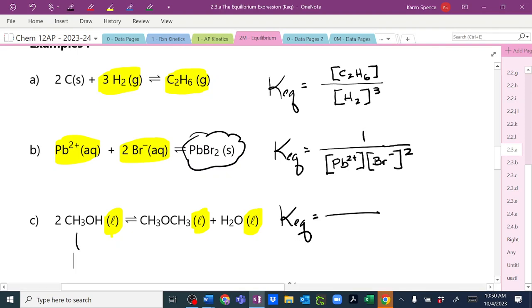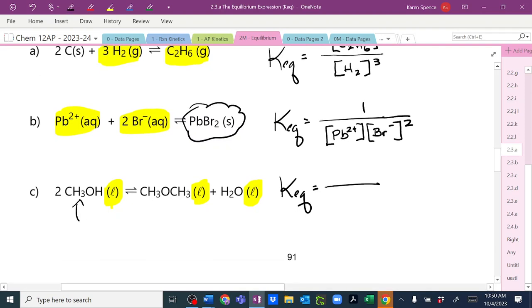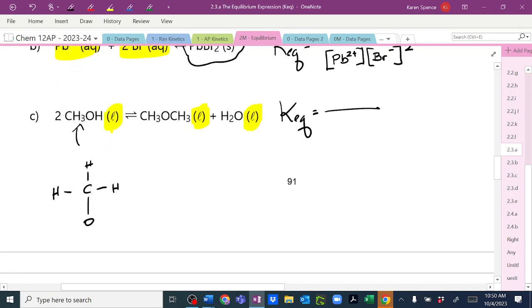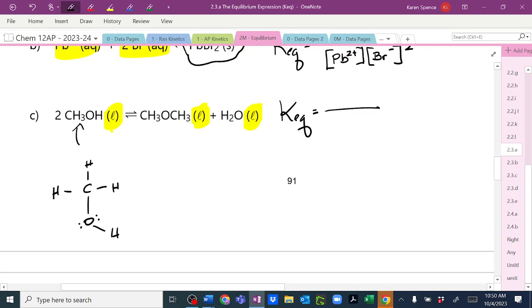Is CH3OH polar? How can you tell? Because of the OH, yes? It's asymmetrical, and it has something which is very electronegative. Very electronegative. Therefore, it is polar.